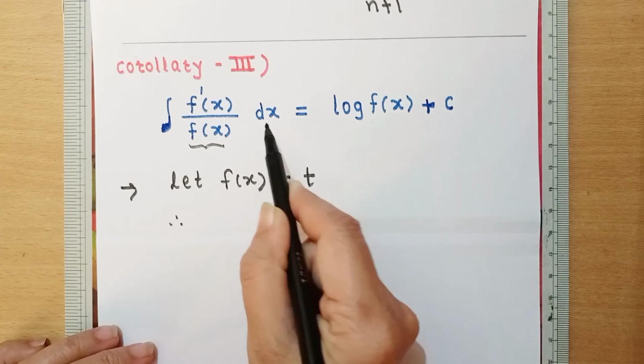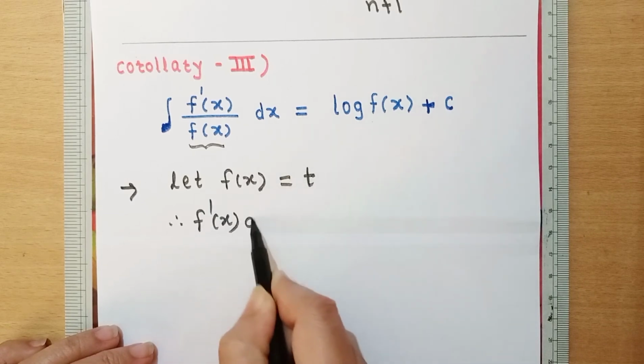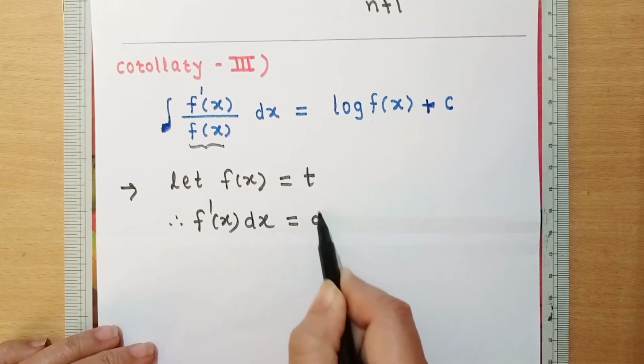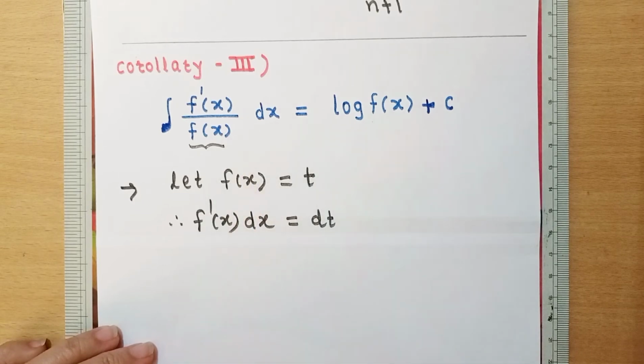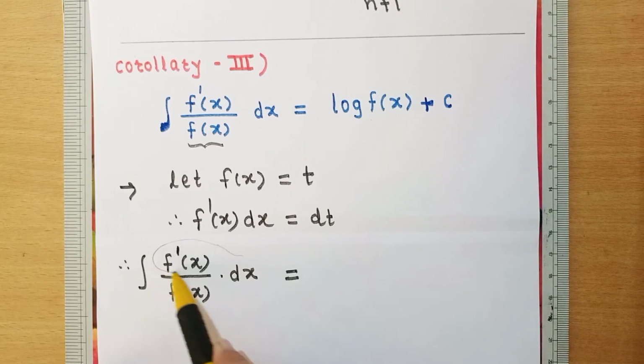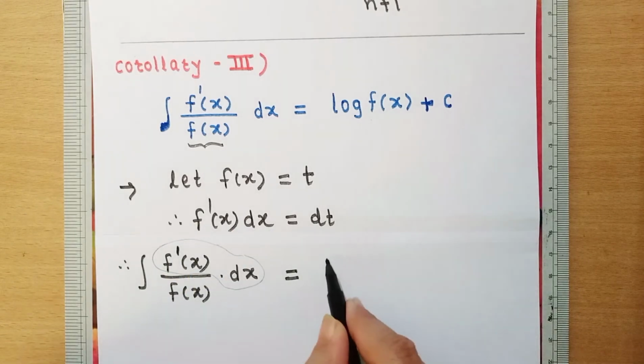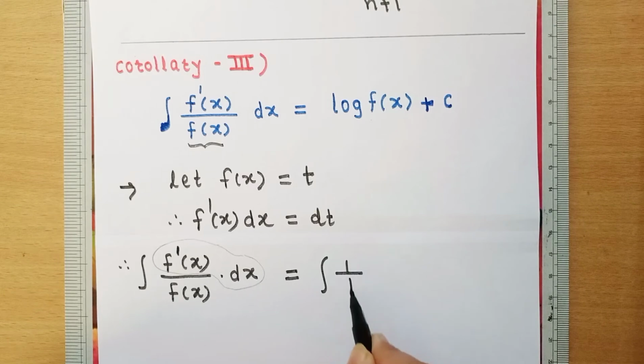Now differentiate because we want dx. So f dash of x dx equal to dt. Now take this LHS here. Now check here, 1 upon f x means 1 upon t, and this f dash of x dx is dt. So we will write here 1 upon t and here dt.